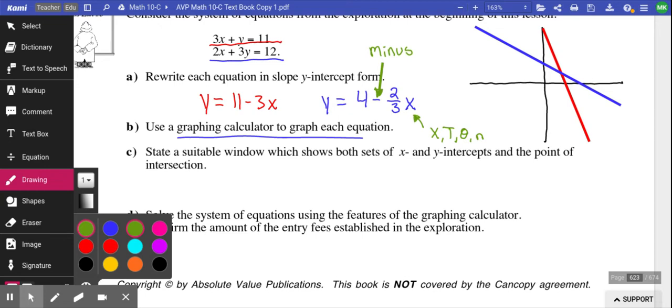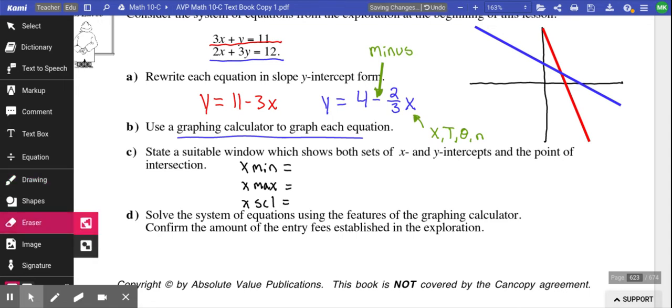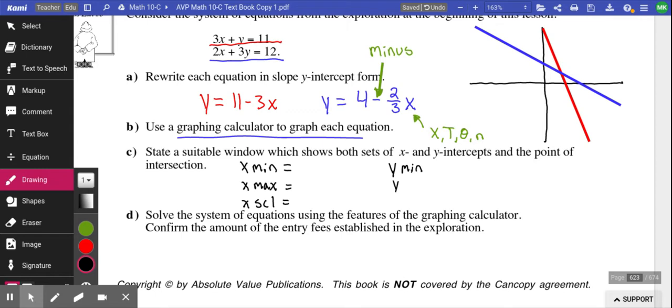Okay, part C, state a suitable window which shows both the x and y intercept of the point of intersect. We've already talked about setting windows from a previous unit. If you click your window button, it's right at the top of the calculator, you will see it says x min, x max, x scale. And then it'll say y min, y max, y scale.